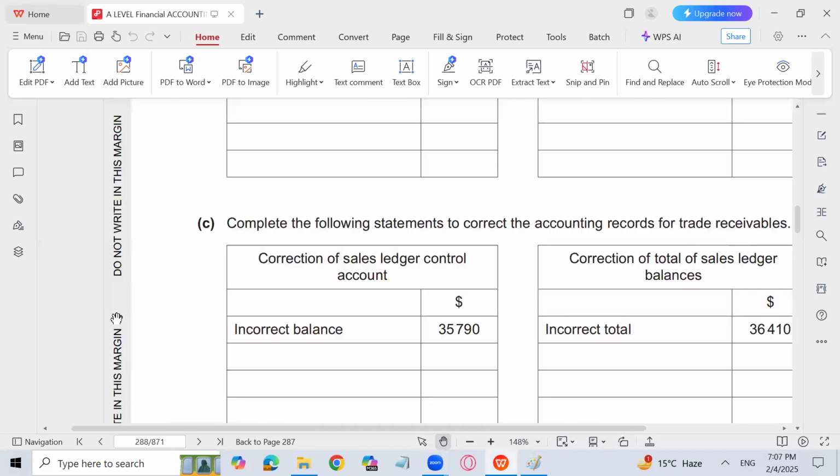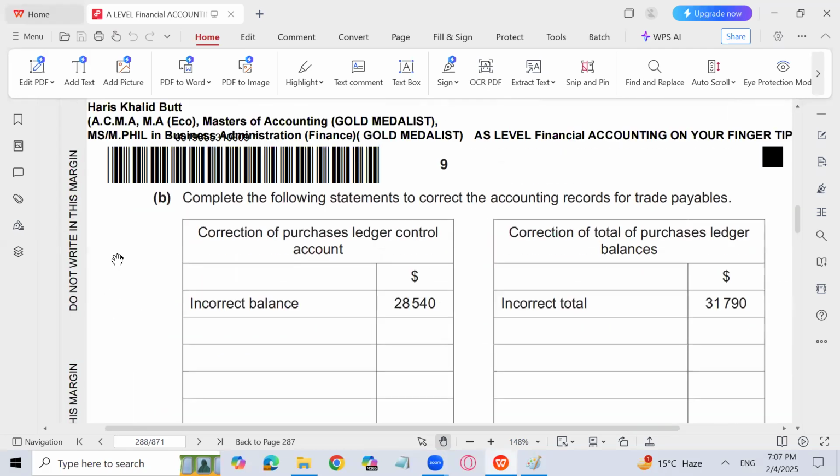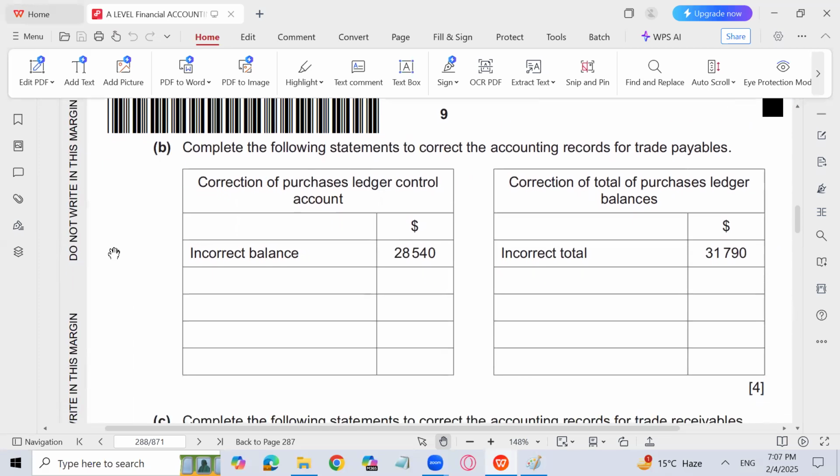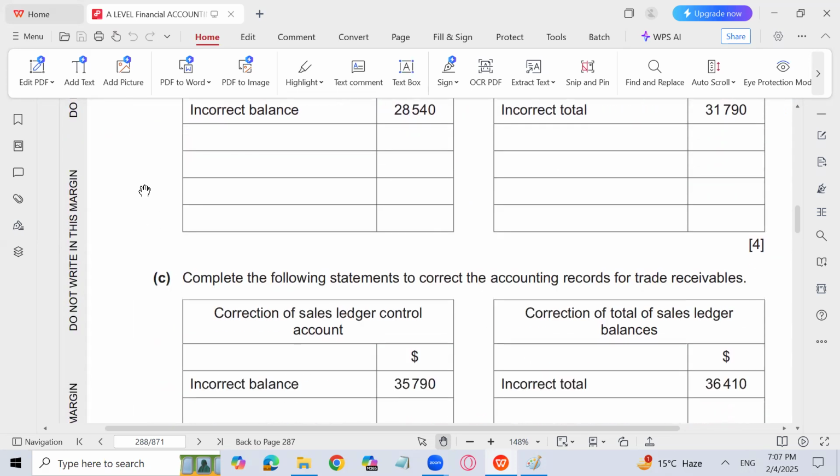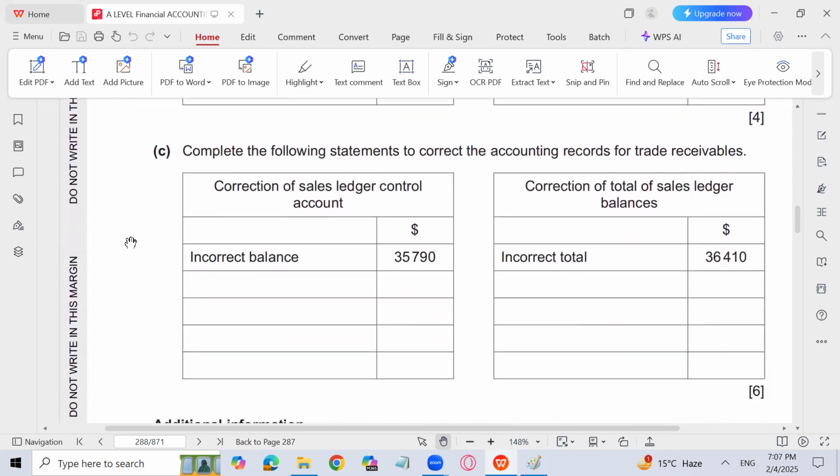So instead of going for the differences first, I will look at what the examiner has asked us to prepare. Complete the following statement to correct the accounting records for trade payables: correction of purchase ledger control account balance, and correction of total of purchase ledger balance. I will not discuss this currently because we are used to preparing the sale ledger control account reconciliation first, because that is quite easy for us. So correction of sale ledger control account and correction of total of sale ledger balance.